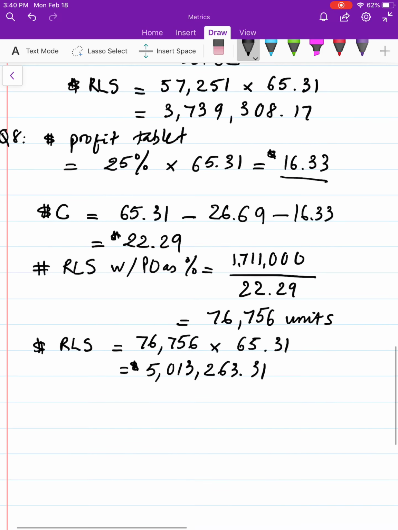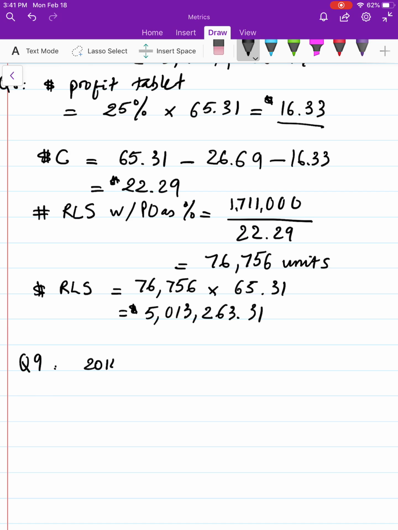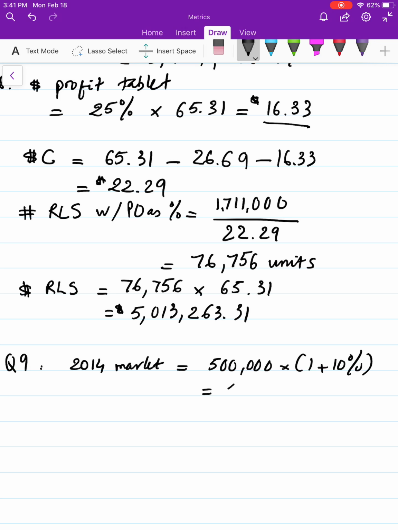All right. The next question is asking us for the total market in units for 2014. Now we know that in 2013, the number of units is 500,000 units. But it has a 10% increase. Therefore, we go ahead and add the 10%, and that will give us the new number of market.